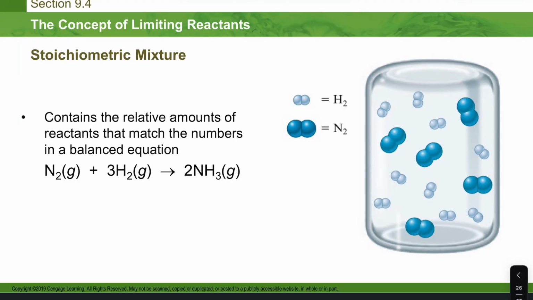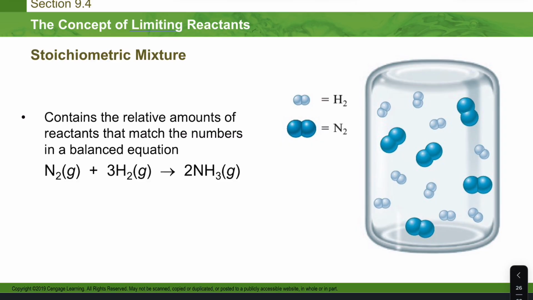All right, welcome back to part 2. So, we're now going to talk about limiting reactants. Now, these can be kind of confusing for people, so it's important that we pay attention. Here, it can get a little bit messy, but the concept itself is pretty simple.